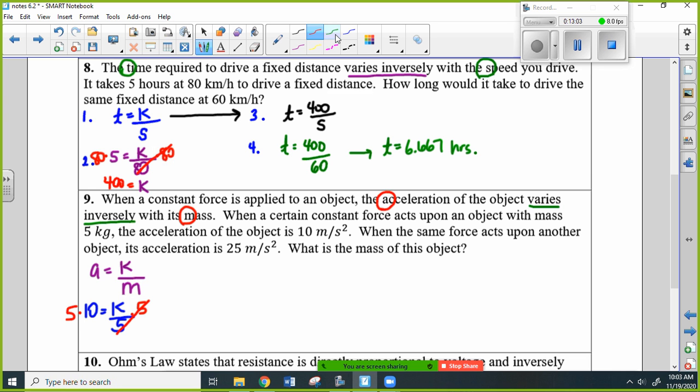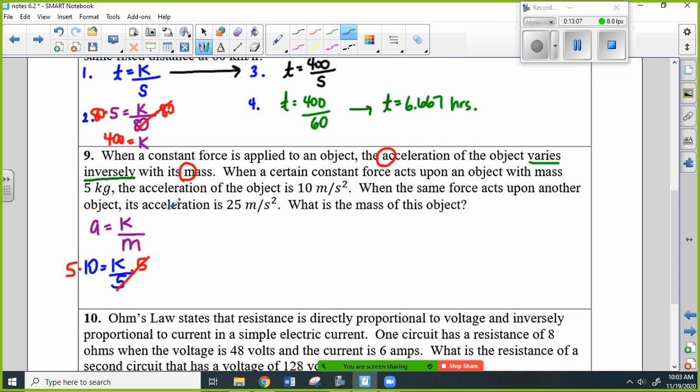And so here you should get K equals 50. All right. Then you're going to go back. You're going to rewrite your original relationship equation with only K plugged in. Then you're going to use it to answer the rest of the problem.